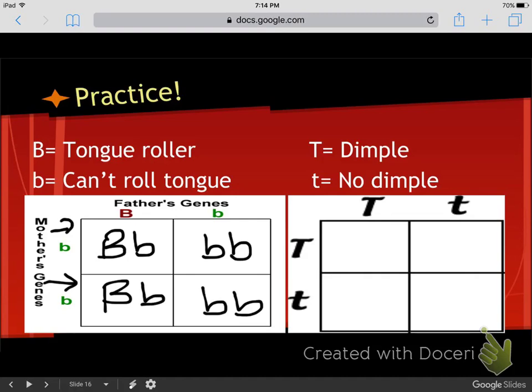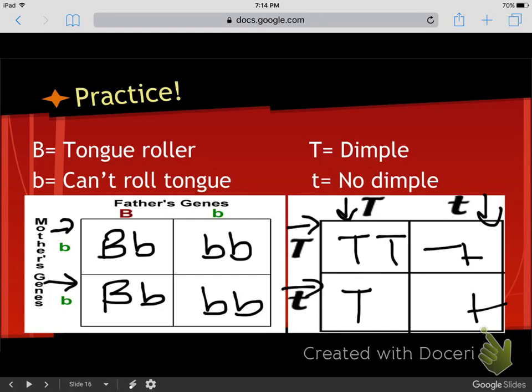All right? Now the next one, big T, little t. Both parents have big T, little t. So they are heterozygous or hybrids, right? So let's bring the big T down. See how we brought it down? Now we're going to bring the little t down. Then we're going to bring these guys across. So big T goes across, and then little t goes across. And there you have your second Punnett square.